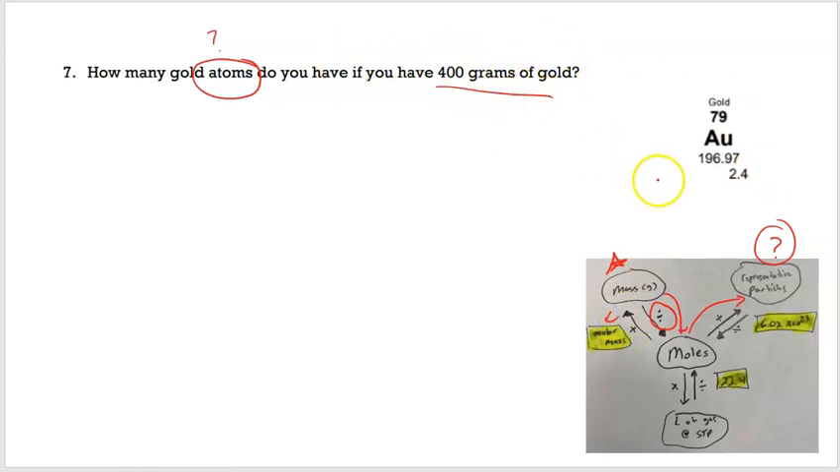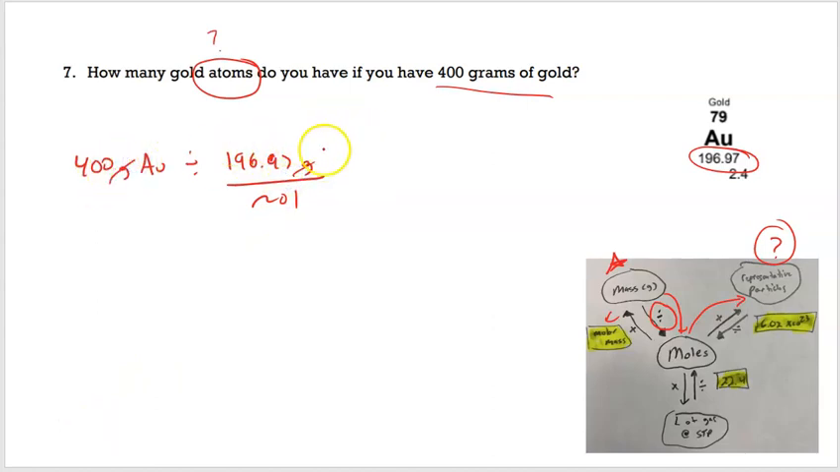Now, it's just gold, so I don't have to figure out the formula mass. I'm just going to take this value. So I'm going to go 400 grams of Au divided by 196.97 grams per mole. All right, I'm going grams divided by grams, so that's going to cancel out. So we should get 2.03 moles of gold.